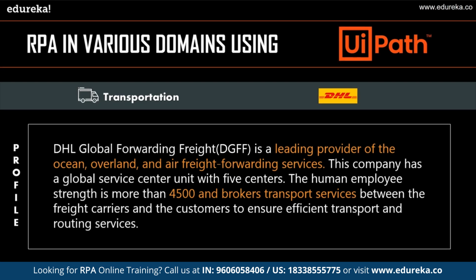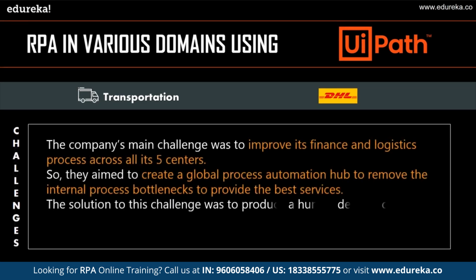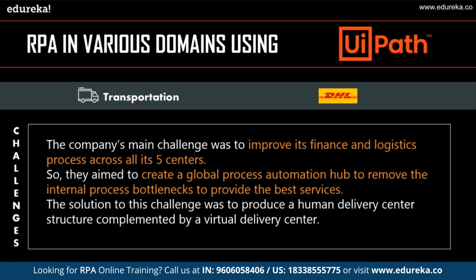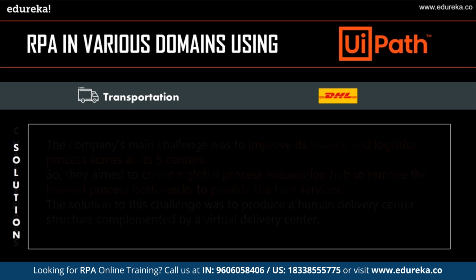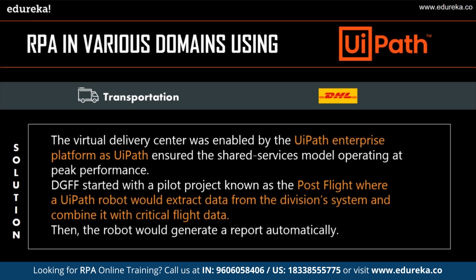Now, the company's main challenge was to improve its finance and logistic processes across all its 5 centers. So, they aimed to create a global process automation hub to remove the internal process bottlenecks and provide the best services. The solution to this challenge was to come up with a human delivery center structure complemented by a virtual delivery center. To enable the virtual delivery center, the company chose UiPath's enterprise platform, as UiPath ensured the shared services model operating at peak performance.